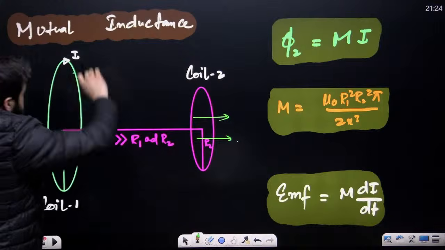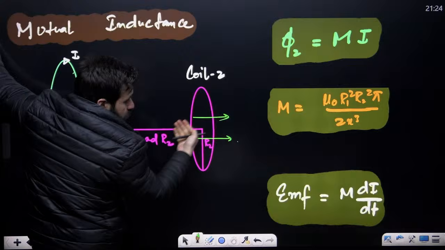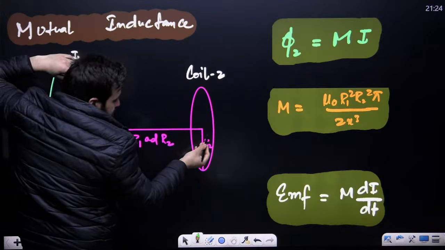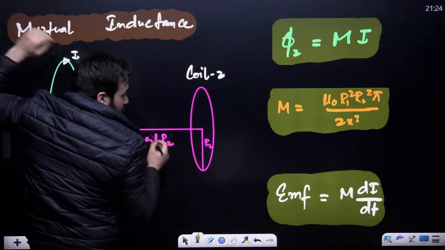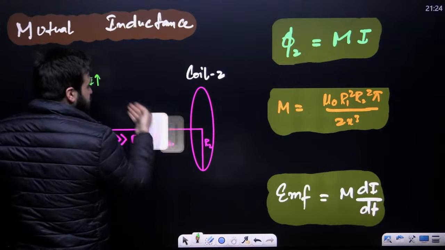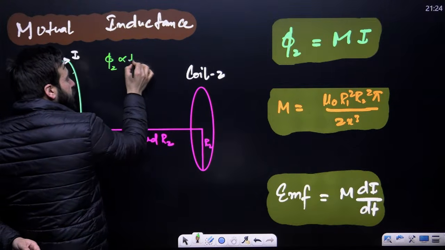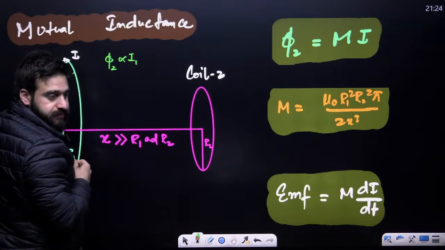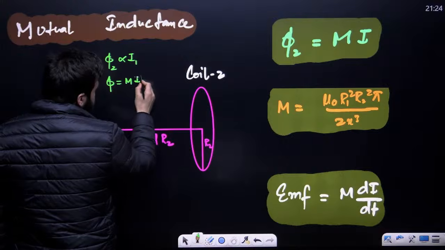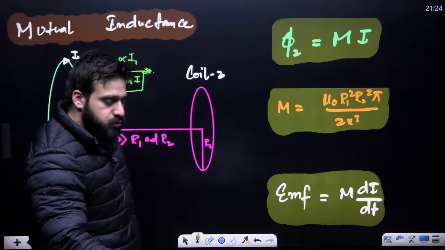Now guys, see, because of the current flowing in the first coil, it creates a magnetic field in the second coil. Now, if this current increases in the primary coil, the magnetic field in the secondary coil increases. That magnetic field is crossing the secondary coil, so flux is being produced in the secondary coil. So can I say the flux in the secondary coil is proportional to the current in the primary coil? Yes, sir. So this flux will be equal to M into I.